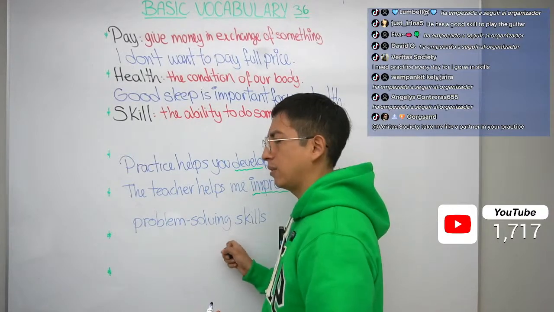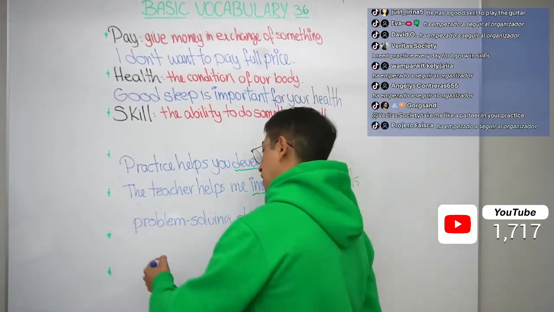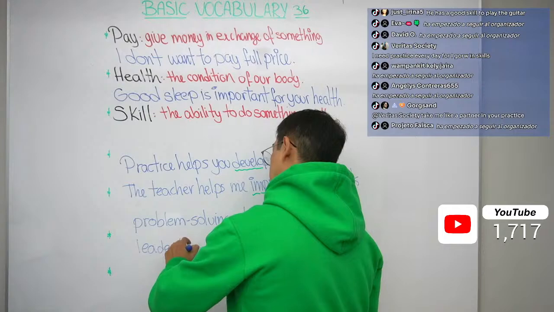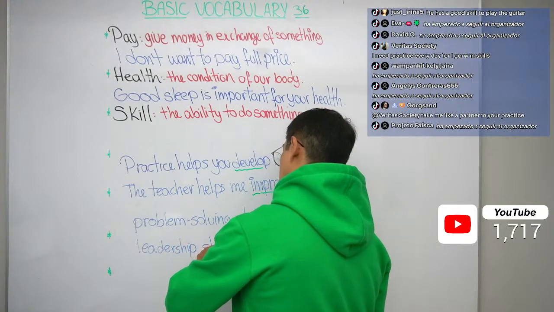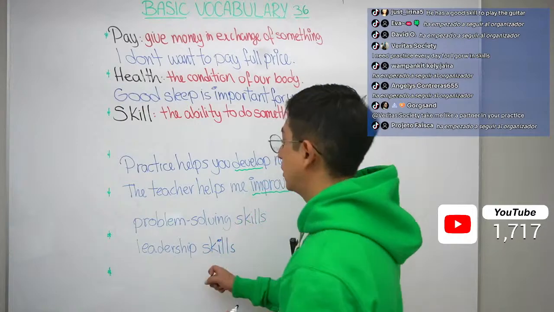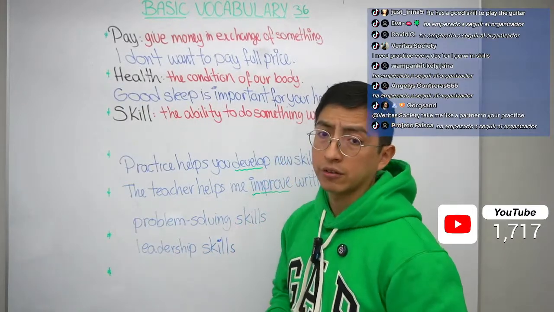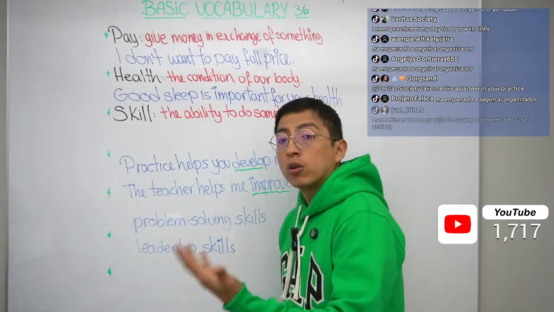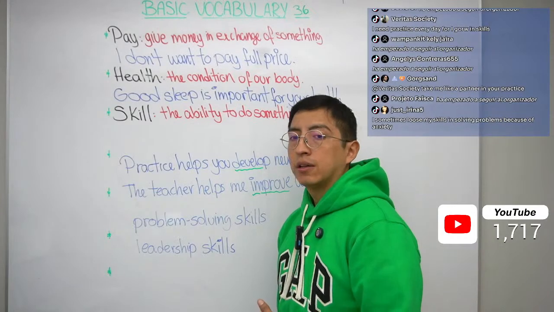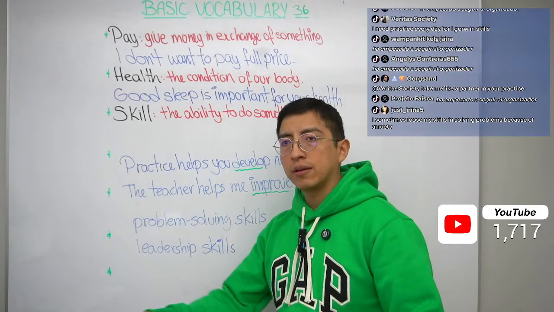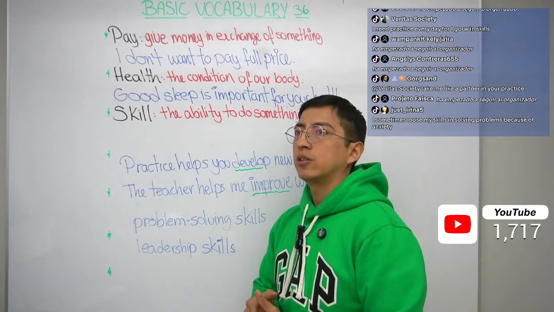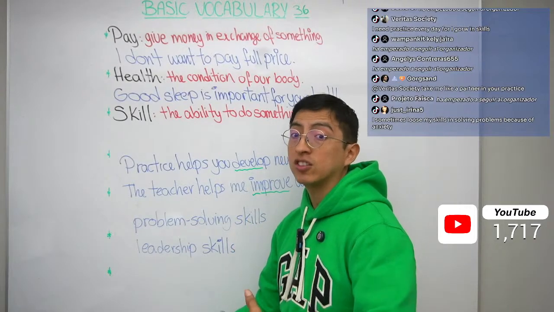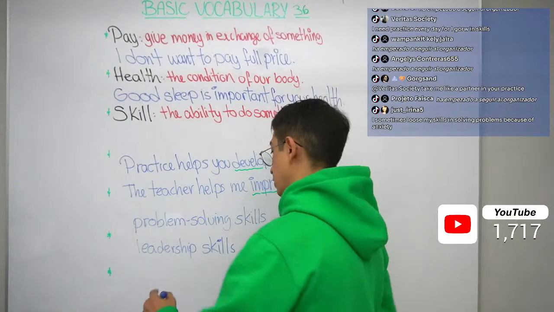Okay, problem-solving skills. We can also talk about leadership. Okay, leadership skills. Yes, there are some people that need to develop some leadership skills. You need to know how to give some orders, right? You need to know how to organize people. You need to know how to communicate well. Okay, we can also have communication skills. Okay, that's also very common too.